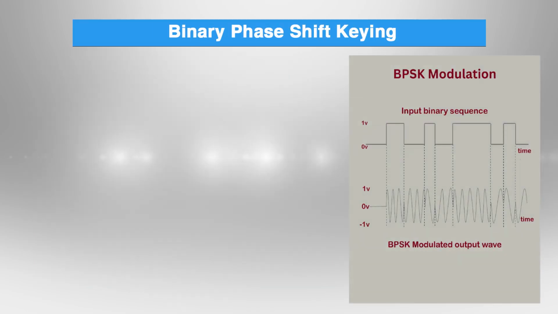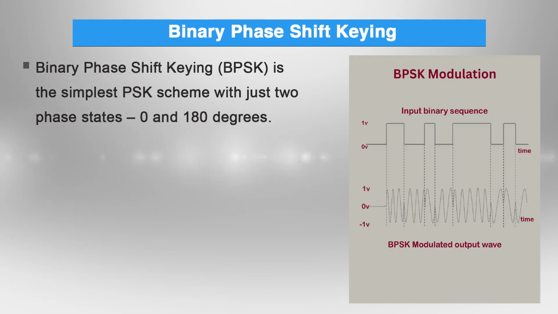Next is binary phase shift keying. Binary phase shift keying (BPSK) is the simplest PSK scheme with just two phase states, which are 0 and 180 degrees.